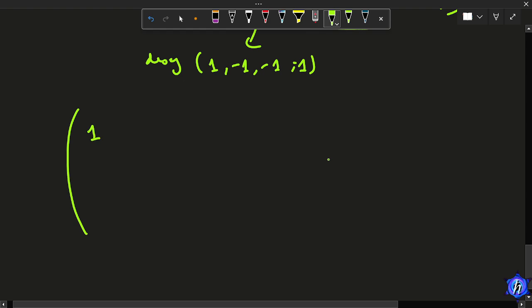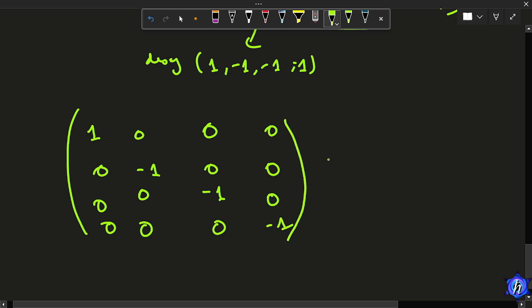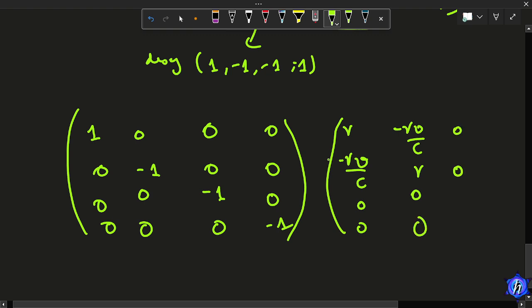This is 1 0 0 0. This is 0 minus 1 0 0. This is 0 again, 0 minus 1 0, 0 0 0 minus 1. Now this metric we just used above, times the matrix with minus gamma b by c, 0, 0, minus gamma b by c, gamma, 0, 0, 0, 0, 1, 0, 0, 0, 0, 1.